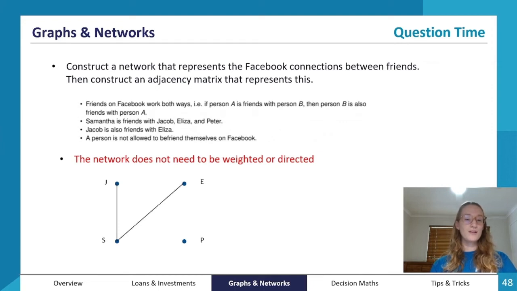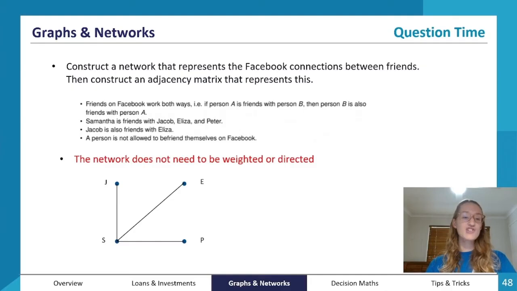Samantha is also friends with Eliza and with Peter. So there, I've modeled our first bit of information. And it doesn't matter if you set up or structured your graph or network in a slightly different way, as long as it's displaying equivalent information with the correct vertices and the correct connections between the associated people, then that means that the graph or network is displaying the correct information, which is the most important thing.